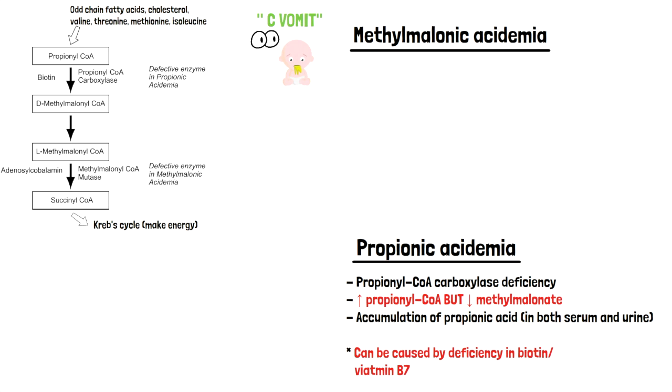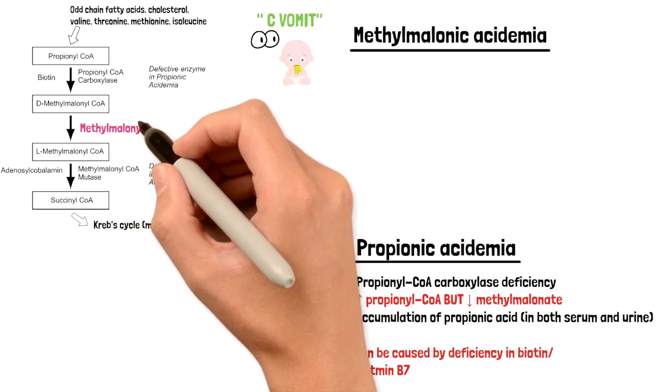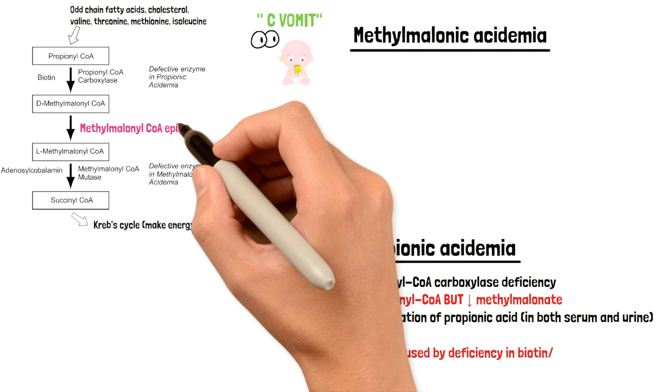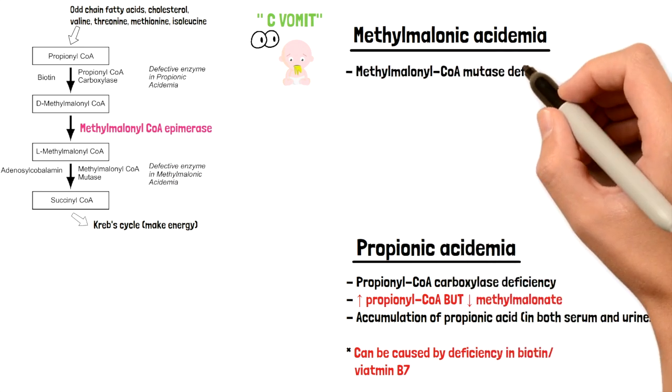As a result of this enzyme not working, we're going to see increases in propionyl-CoA, but decreases in methylmalonyl-CoA. Now, before we contrast this to methylmalonic acidemia, I quickly want to fill in a bit of information in that pathway again. That second step, the enzyme that converts the second step is methylmalonyl-CoA epimerase, and it's relevant to the next acidemia we're going to discuss.